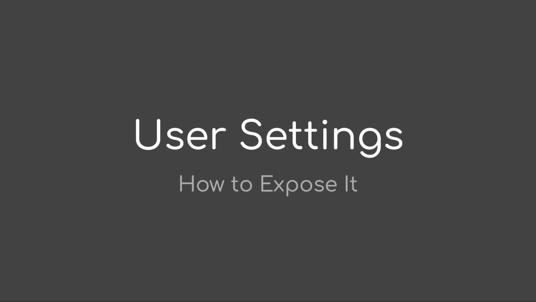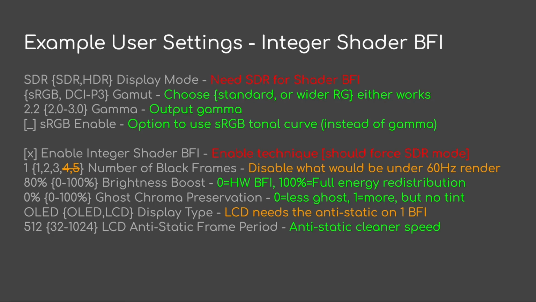All right, so what about user settings? How do we expose this stuff? Here is an example of user settings, something you might use for integer shader BFI. First, we would have an SDR HDR display mode. We want to configure SDR when we're running shader BFI. Next, we'd have a gamut choice, whether you want standard or wide gamut. The next thing we'd have is a gamma choice, meaning an adjustability of gamma on the image to try to correct for nonlinearities of the panel. And then maybe an sRGB enable to toggle forced sRGB mode instead of using the gamma adjustment.